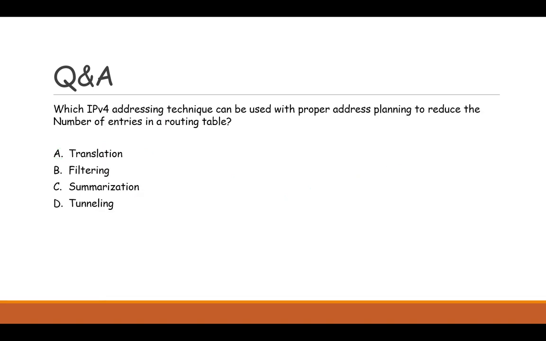Which IPv4 addressing technique can be used with proper address planning to reduce the number of entries in a routing table? Is it translation, filtering, summarization, or tunneling? Well, translation doesn't really have anything to do with routing. Filtering, you can filter routes, but the answer here should be pretty obvious, that it is C, summarization.